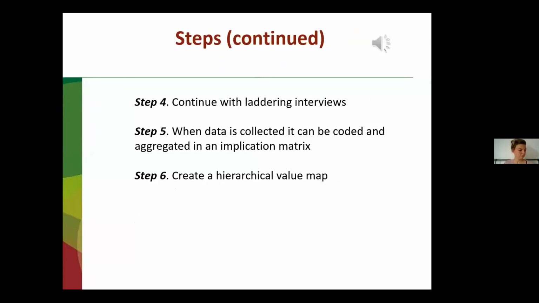During the attribute elicitation, you will get a list of attributes that are relevant to the respondent when he evaluates the material or product. Those attributes form the starting point of the laddering interviews. So those are the following steps. And when all the laddering data is collected, it can be coded and aggregated in an implication matrix. And from that matrix, we create a hierarchical value map, and that will be the end of your analysis.